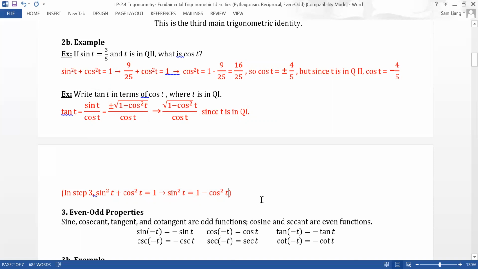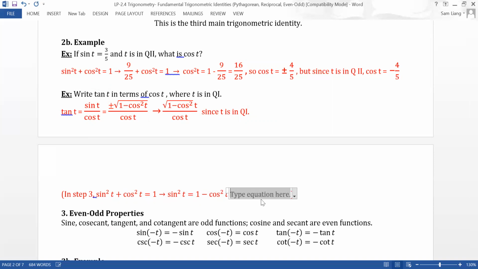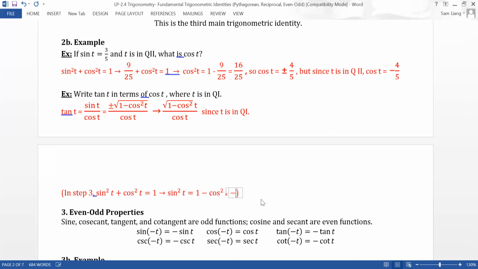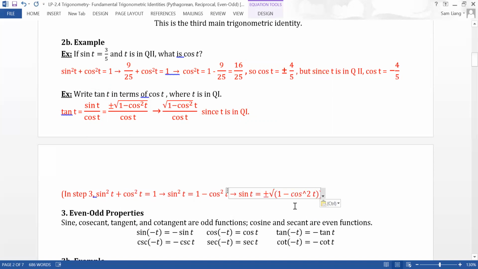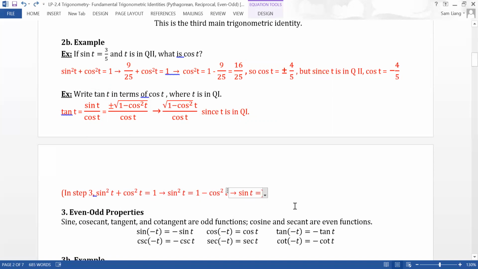If that helps you, let me write it out here. Sine of t equals this thing in the numerator. We just took the square root of both sides. Let me change the formatting. Okay, start like that.